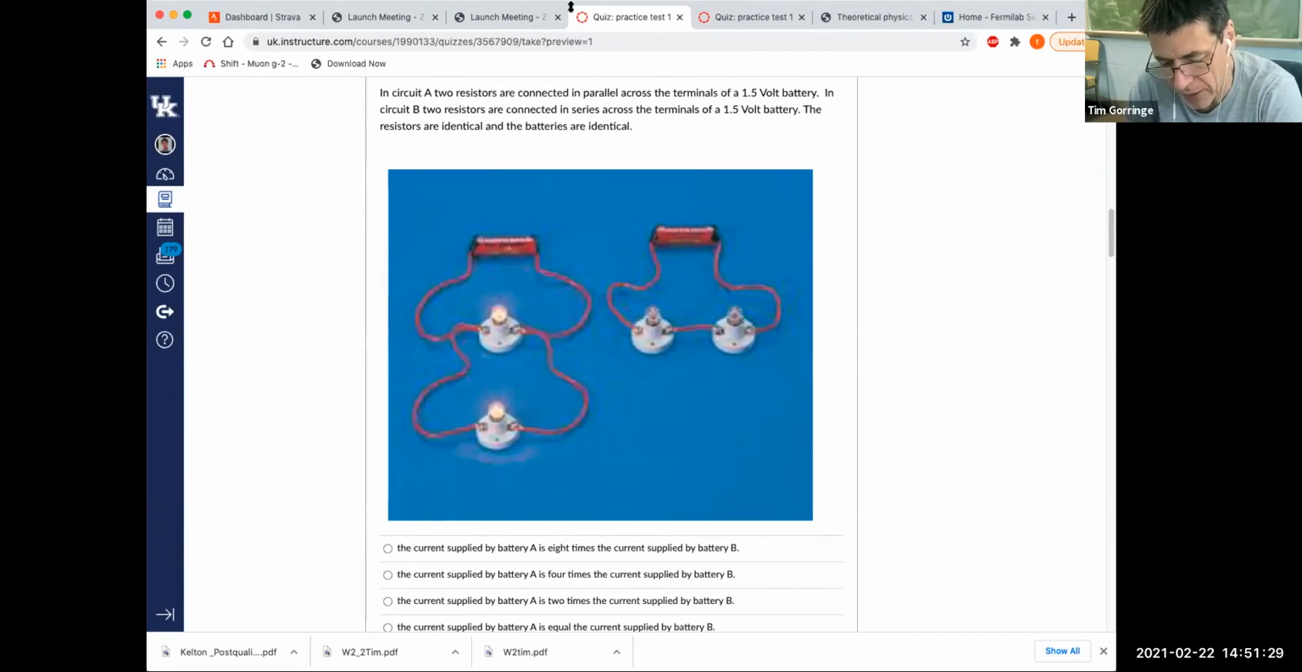And we're asked to compare the current that is drawn from battery A and the current that is drawn from battery B. And the question is asking how many times bigger is the current from battery A than it is from the current from battery B. One way we can answer this is to think about the equivalent resistor that is across the battery in circuit A and the equivalent resistor across the battery in circuit B, and how much power is drawn by those two equivalent resistors.